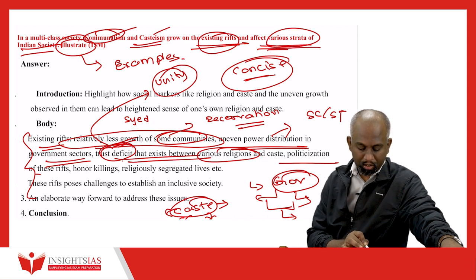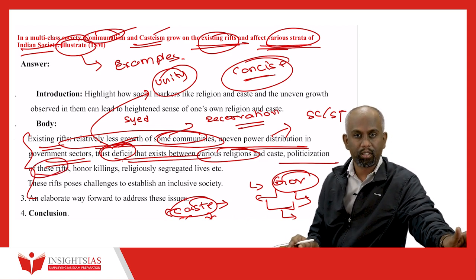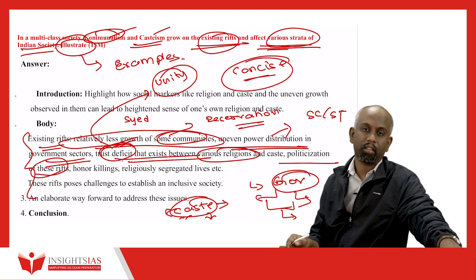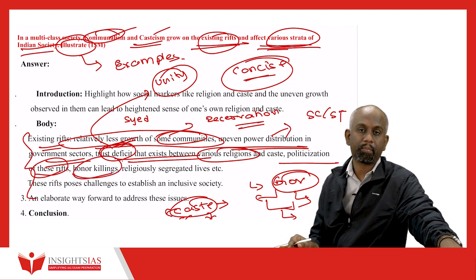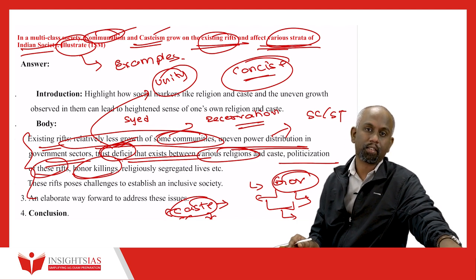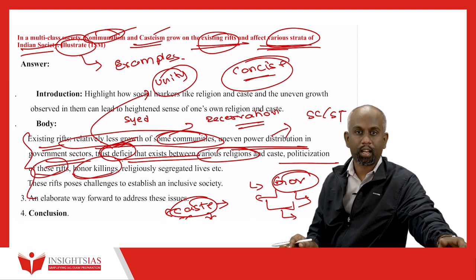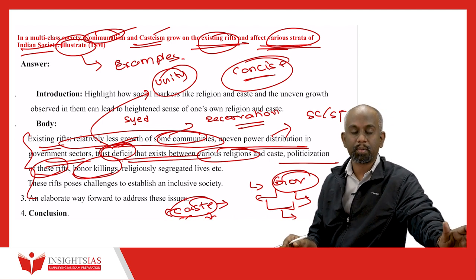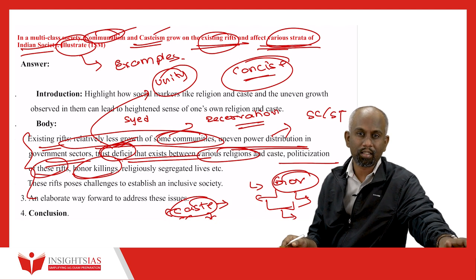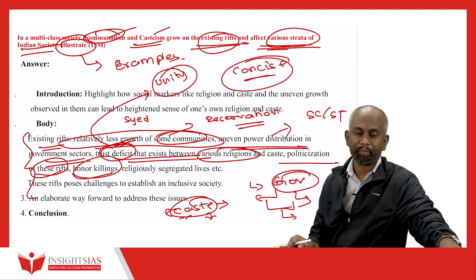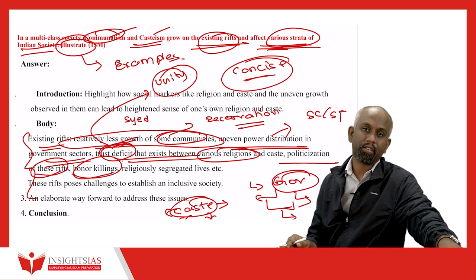Along with that, you have politicization of these rifts by the politicians. You see all the hate speeches which are happening. They're trying to divide people solely so that they can come to power. Then you have honor killings happening in our country based on, again, existing rifts. Honor killings happen because the people who commit these murders somehow believe that the honor of their family will be restored once they kill their kids who have involved themselves in intercaste or interfaith marriages. This is also because of how we view other religions as being lesser than our own. Existing rifts affecting various strata of Indian society, the youth.